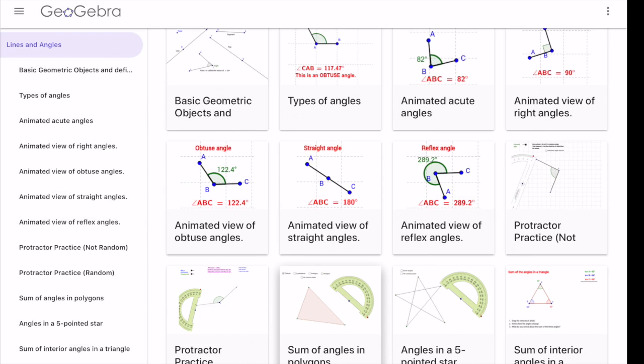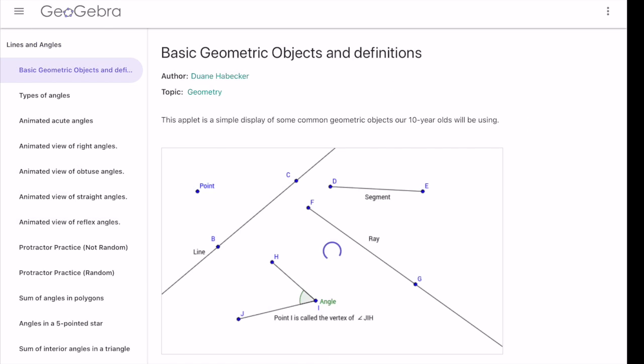before tomorrow's actual final. And if you take a look at GeoGebra, this is the web app that I have shared with you multiple times. And I want to point out the ones that you should really be focusing on to get basic geometric objects. You should all know that's where we began.